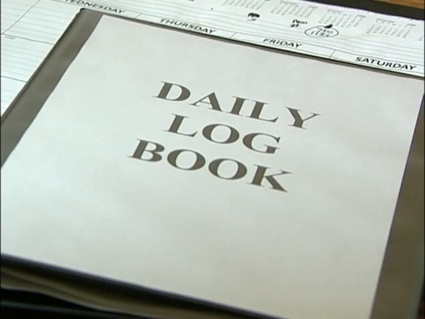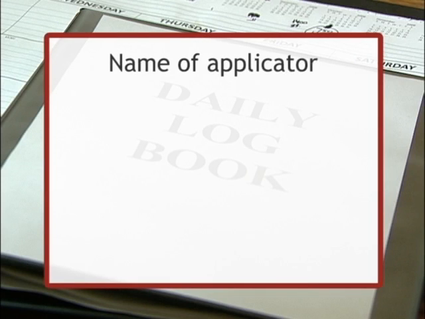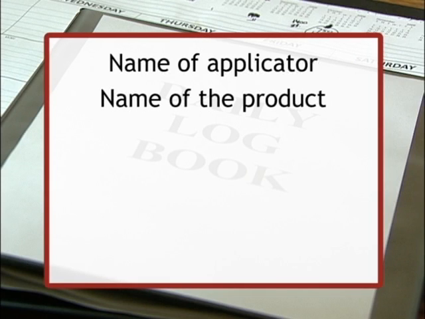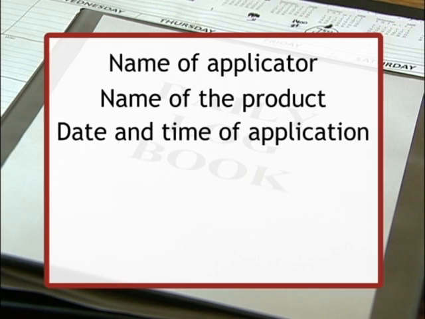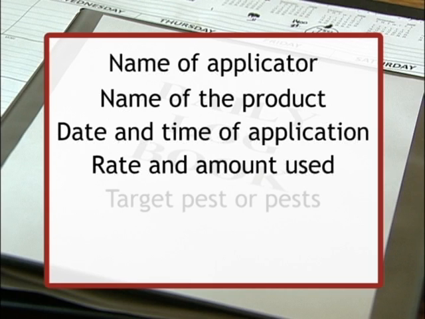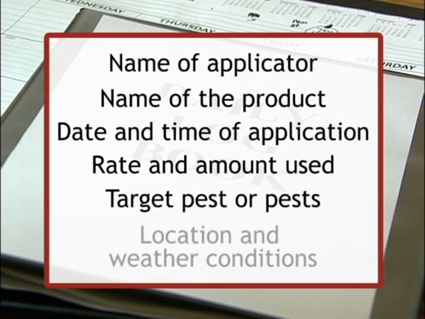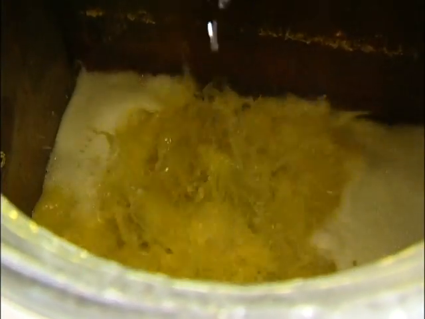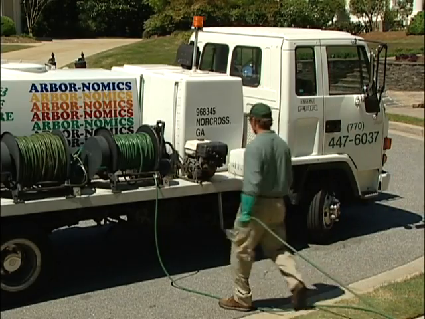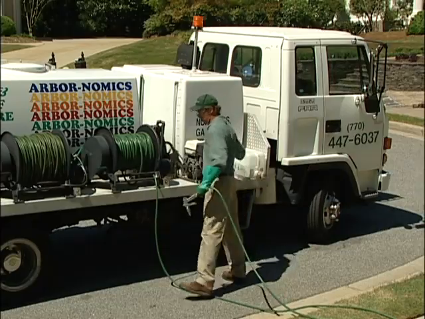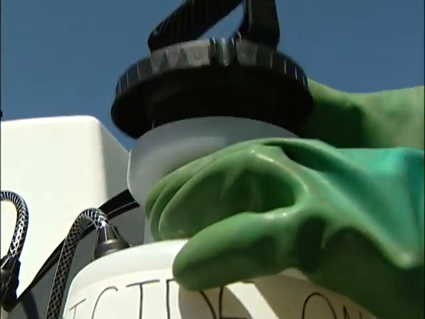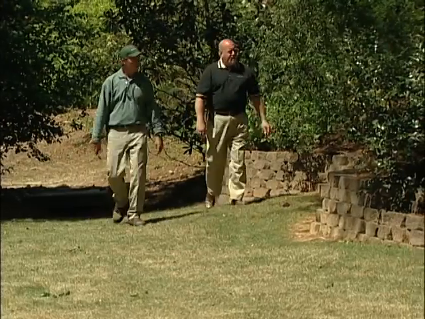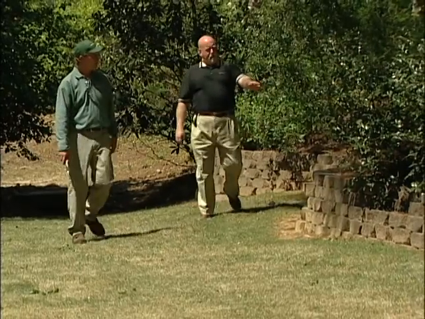A logbook which notes such items as the name of the applicator, name of the product, date and time of application, rate and amount used, target pest or pests, location and weather conditions is a valuable resource even when not required. Always mix only the amount of pesticide required for the job. However, if you have a pesticide left in the tank after application, either store it for later use or check with your supervisor to see if it can be used elsewhere in the landscape.